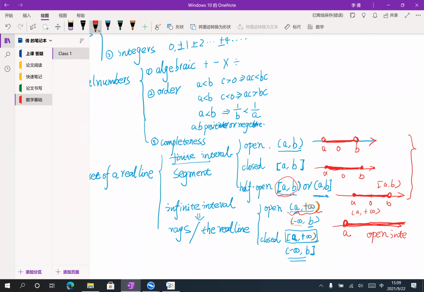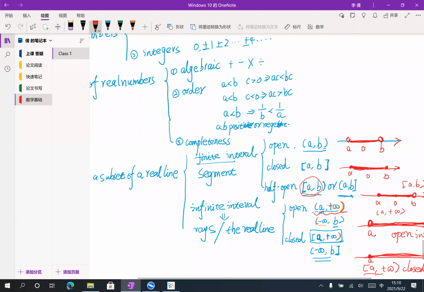Let's see if it is from A to positive infinity with A included: then we draw a solid circle on A, and all the numbers larger than A are in this. There is no open circle on this real line, so this interval is a closed interval.